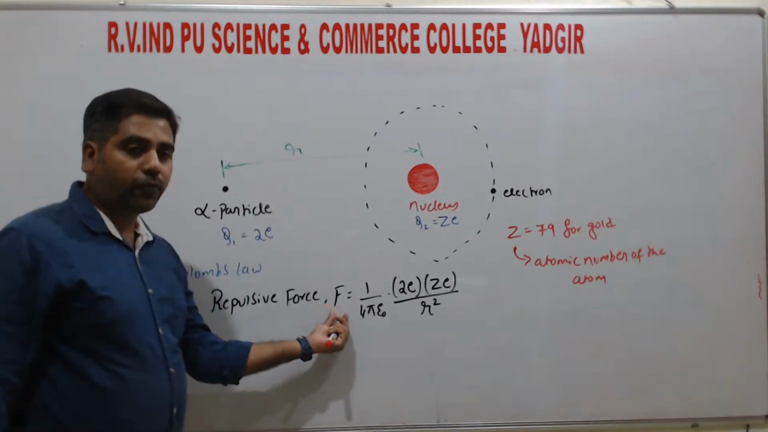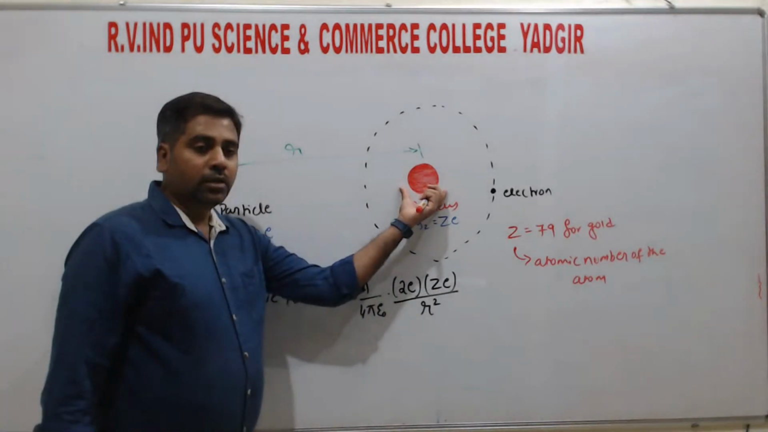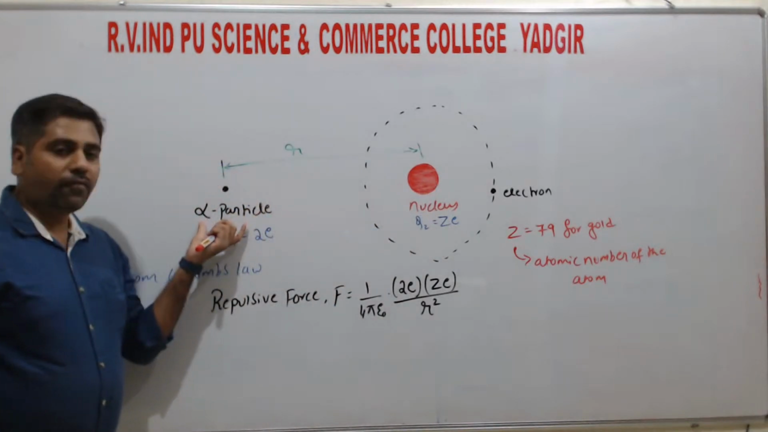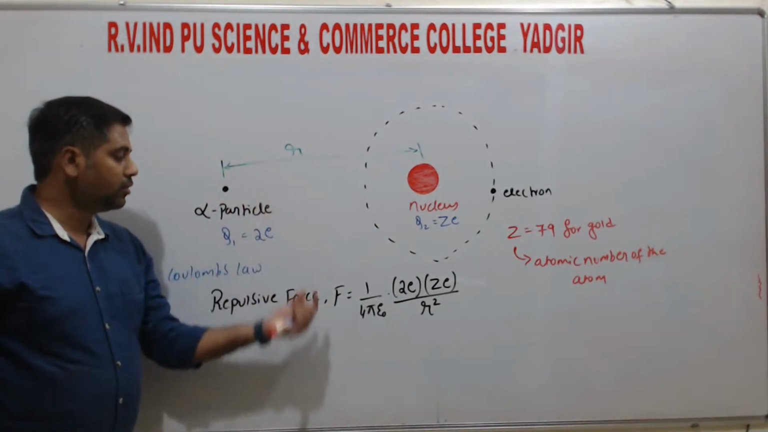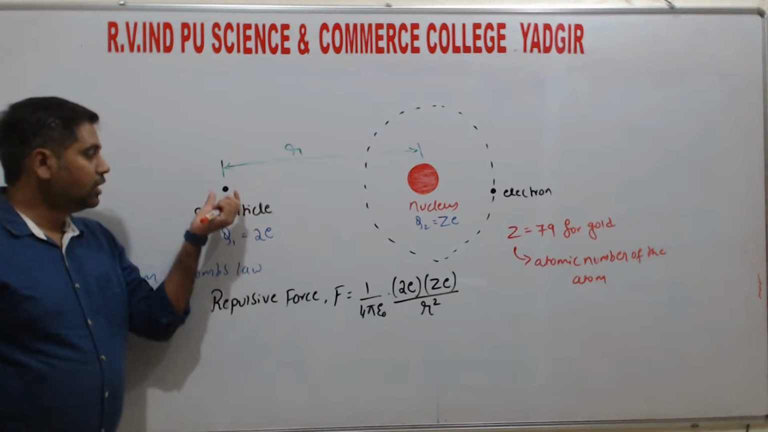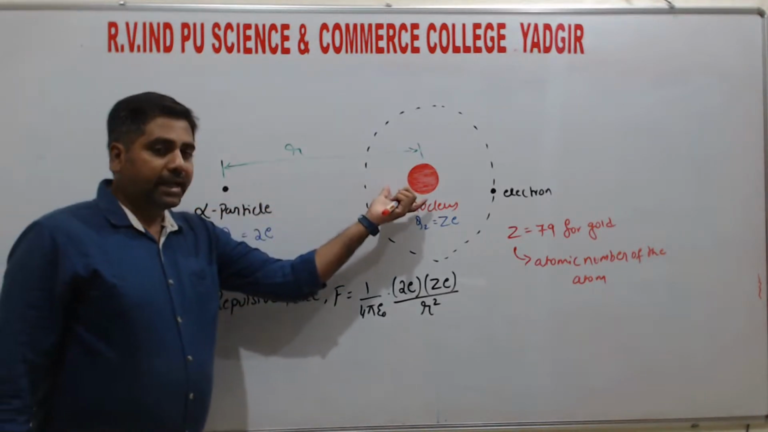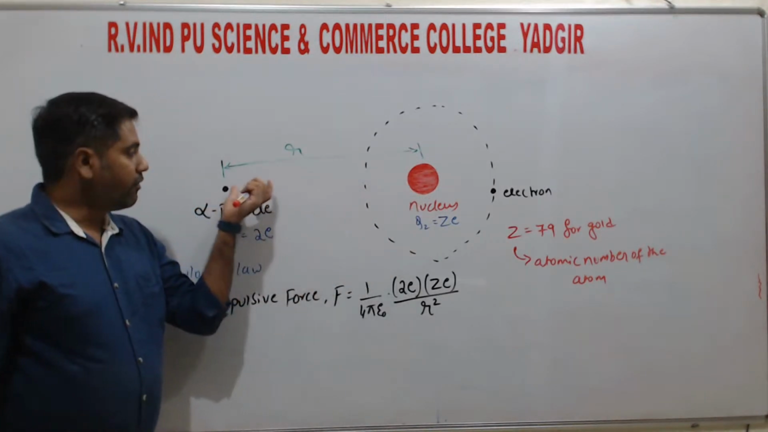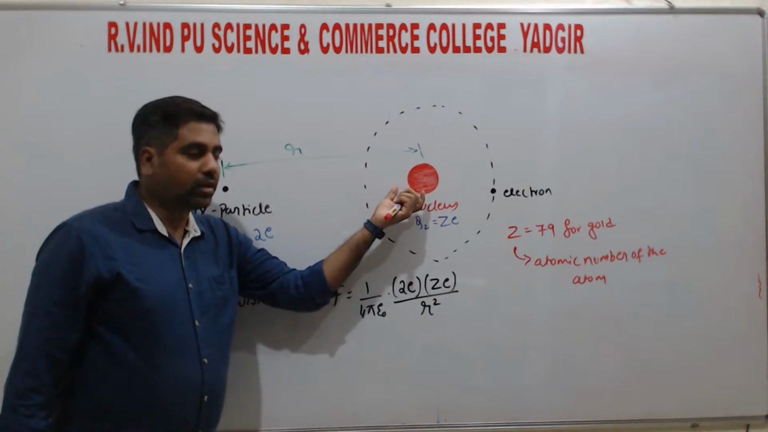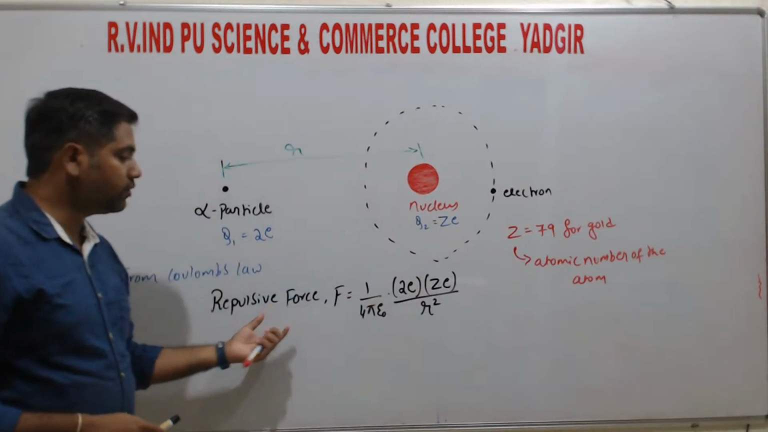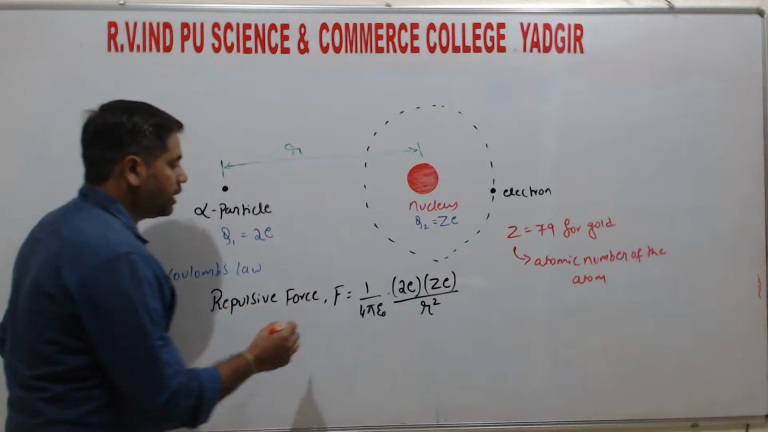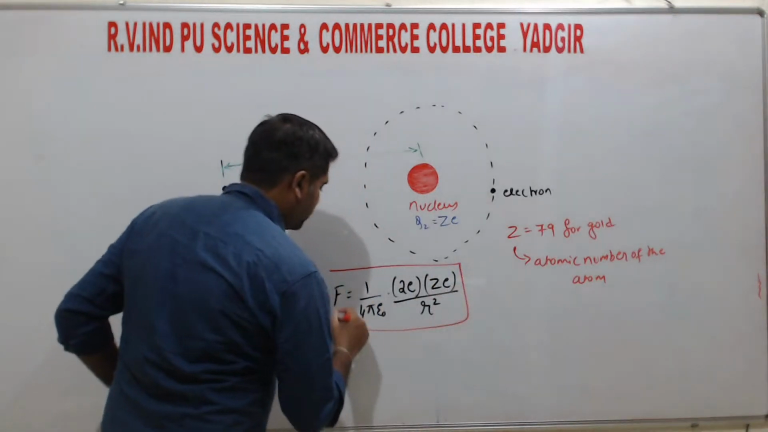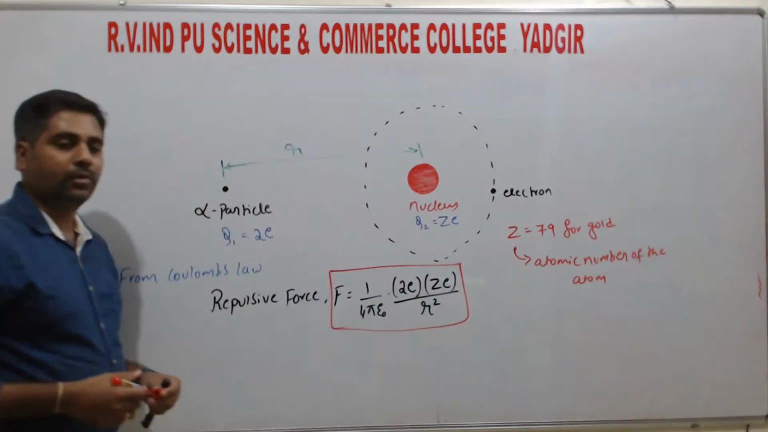So this much of the force is exerted by the nucleus on the alpha particle. For this reason, because of the repulsive force, the alpha particle takes backward scattering when it approaches near to the nucleus, right? This is the repulsive force from Coulomb's law.